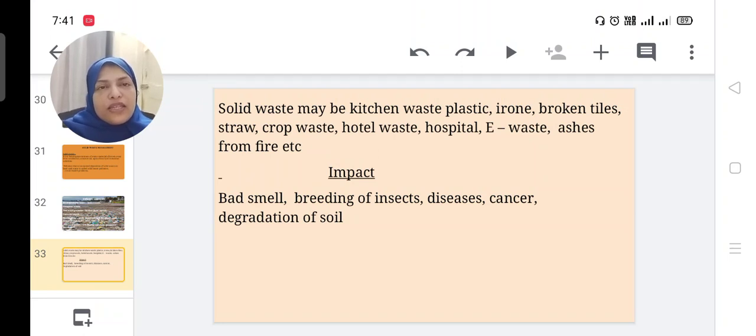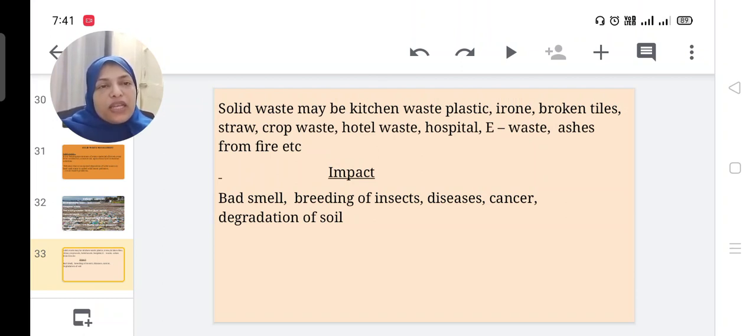E-waste means damaged mobile phones, computers, laptops and other cheap CDs, etc. These are the e-waste, electronic waste. Ashes from fire. Then what are the impacts of this solid waste?